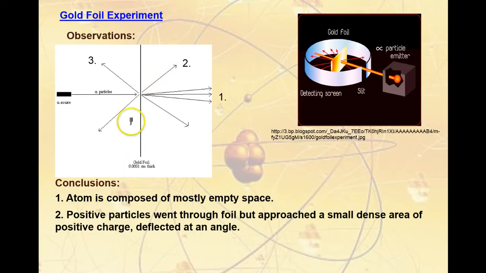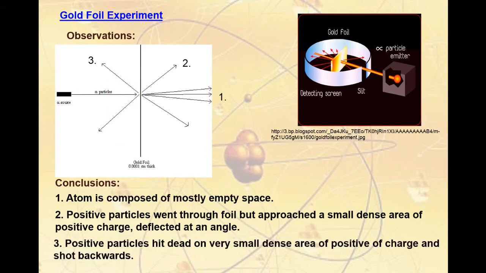And then lastly, and think about this, why didn't some of them go through at all? And the reason he concluded was that the positive particles hit dead on a very small, dense area of positive charge and shot backwards. Now, why could he say it was very small? Because 1 in 800 did this.